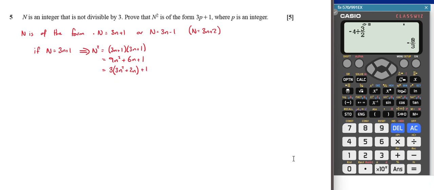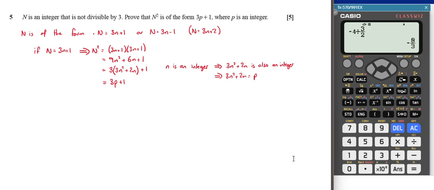I have a plus 1 on the end, and we know m is an integer, and because we know that's an integer, that means 3m squared plus 2m is also an integer. So 3m squared plus 2m, I'm going to call p for convenience's sake. So this is therefore 3p plus 1.